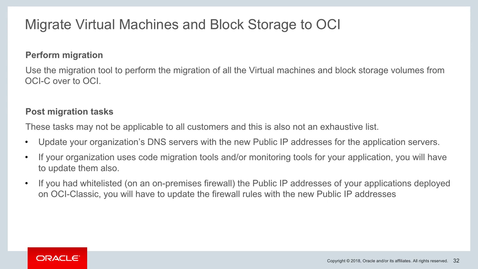From a post-migration task perspective, the following tasks may not be applicable to all customers, and this is also not an exhaustive list. You may have to update your organization's DNS servers with the new public IP addresses for the application servers running in OCI. If your organization uses code migration tools and/or monitoring tools for your application, you'll also have to update them. And if you have whitelisted the public IP addresses of your applications deployed on OCI Classic, you will have to update the firewall rules with the new public IP addresses.